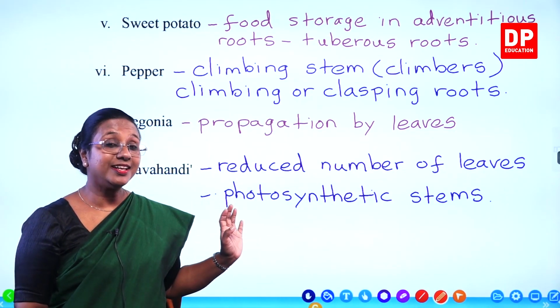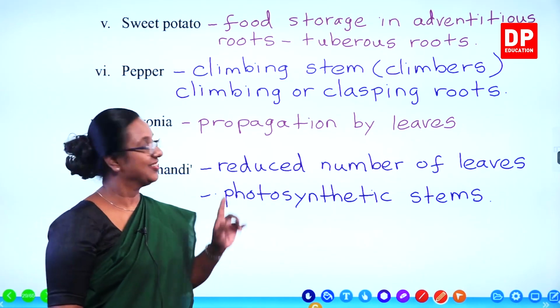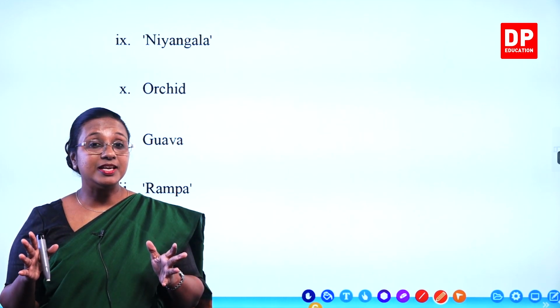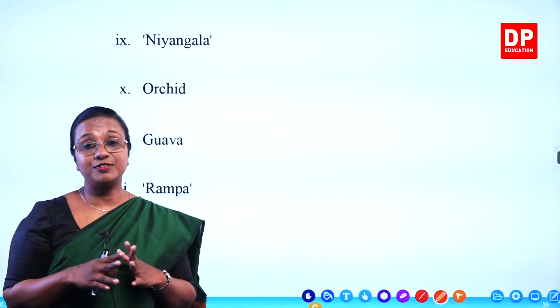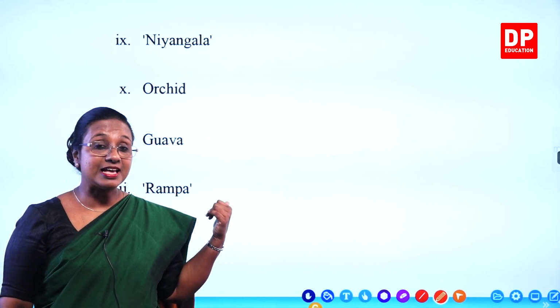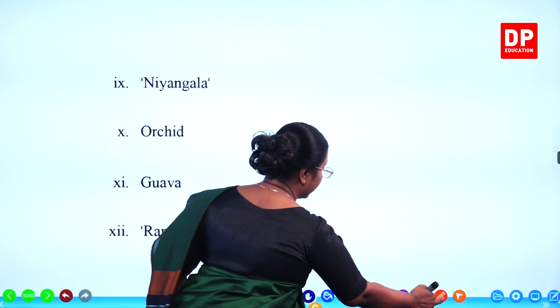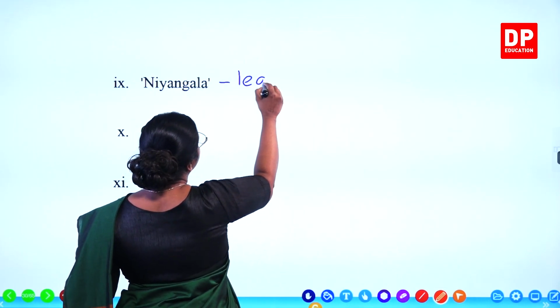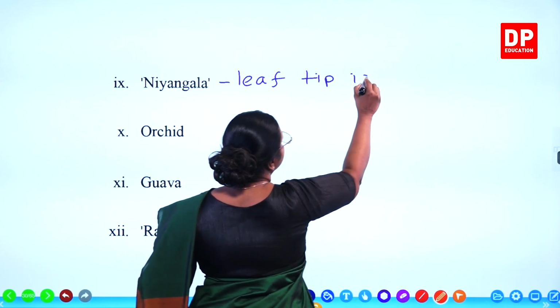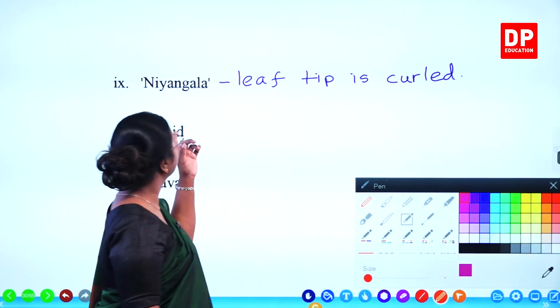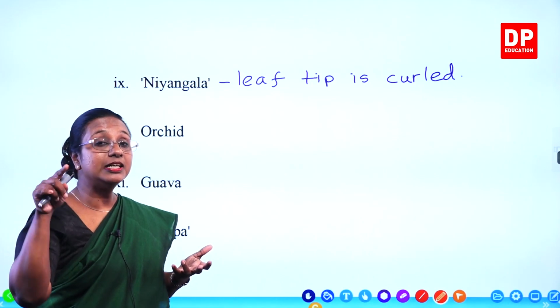Is that correct? Did you all write everything down? I'm sure you did. So then the next one is Niangala. Where did we discuss this? You can remember how there are diversity in parts of the leaf. The leaf tip, leaf base, the leaf blade, all these, the margin of the leaf, they are all diverse. And Niangala has a curled leaf tip. You can remember that. So that is what we need to write here. Leaf tip is curled. So that is the adaptation of Niangala. That's an example for the curled leaf tip.